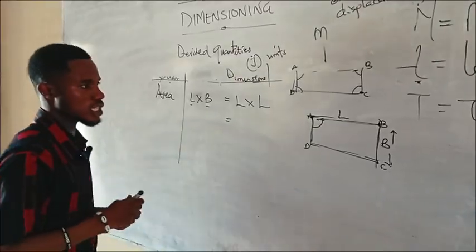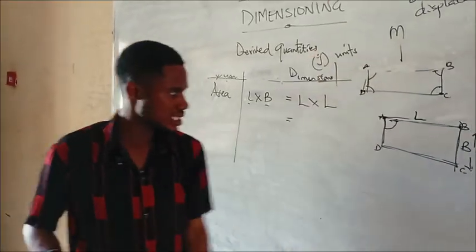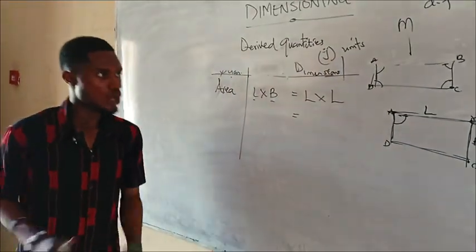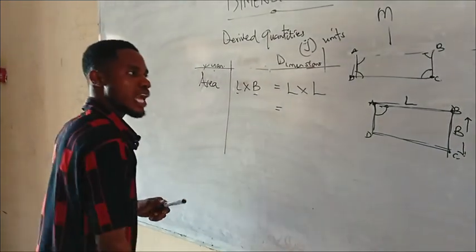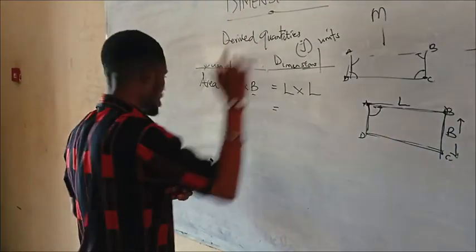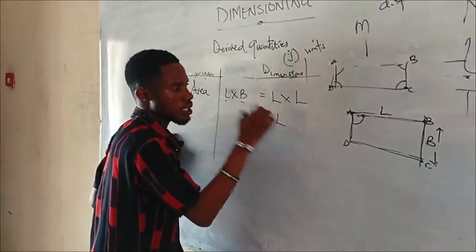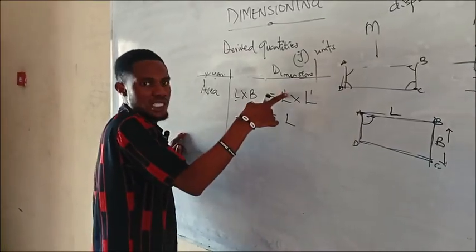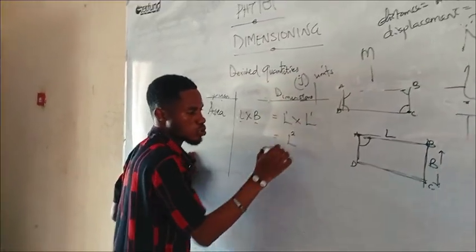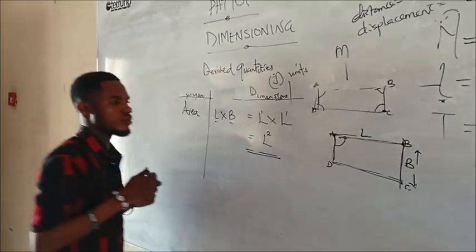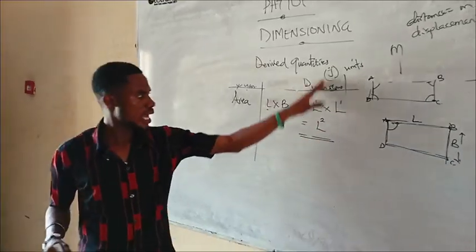From here, law of indices. Please, if you did not follow my previous lesson, go back to my playlist. You will see indices as one of the topics there, under Math 101. Go back and watch those videos so you can come back and understand this topic better. Now, if I have L and L, the law of indices says I should pick one and add the powers. That means practically this invisible 1 here and another invisible 1 here. 1 plus 1 will give me 2. That becomes the dimension for area.